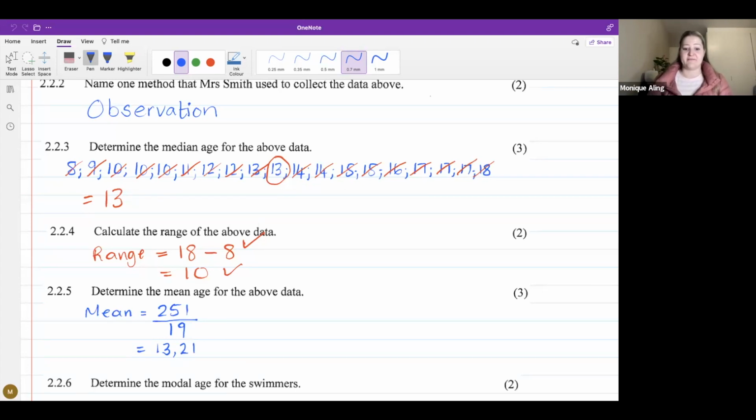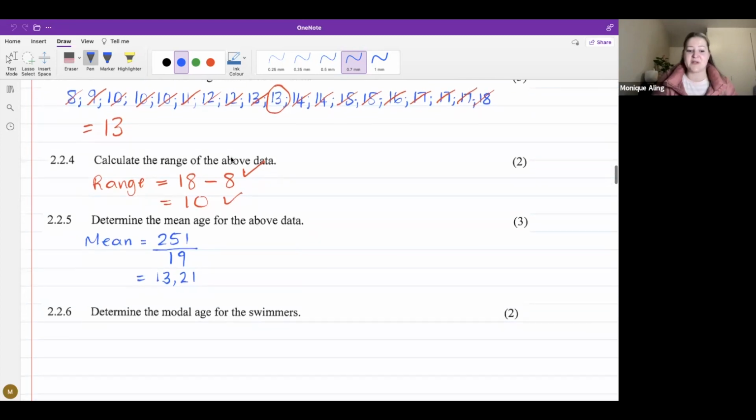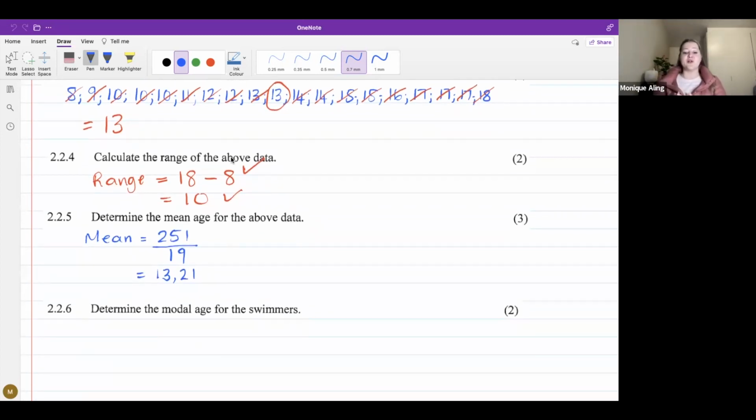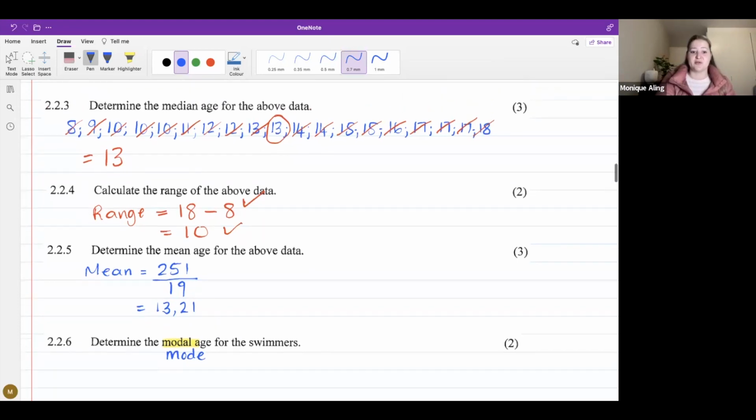Okay. If we have any questions, please let us know in the chat or raise your hand. Okay. If we're all good, let's look at the next question. Determine the modal age for the swimmers. Modal age. Okay, so I know it's expressed differently here, but modal is the same as mode. What is the age that occurs the most?